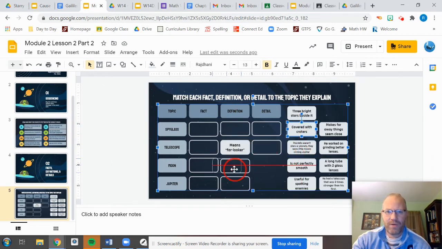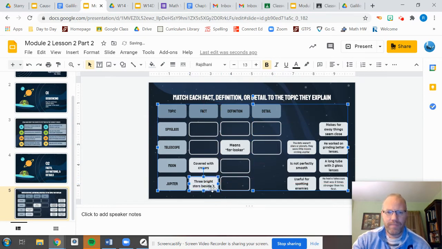Covered with craters. Well, the moon is covered with craters, and that's a fact. 3 bright stars beside it. That's a fact for Jupiter. Makes far away things seem close. Oh, what's that? That's the telescope. Now, is that a fact about the telescope or a detail about the telescope? Let's hold on to it and see if we could find another one that gives us a better understanding. The dots weren't stars or planets. They were little moons circling Jupiter. That's the meaning of the bright stars beside it.